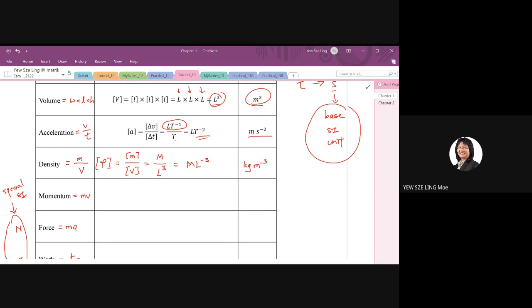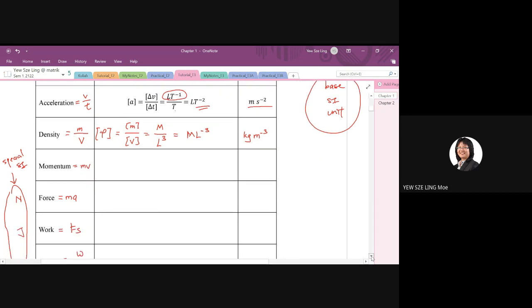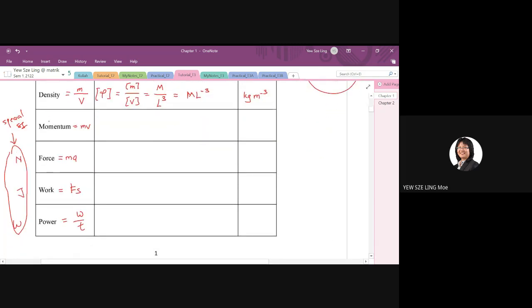Next, the second question, we have momentum. The symbol for momentum is p. So p equals mv. m again is mass, and v is velocity. Velocity, we've seen before, is LT^-1. So when you write it as a unit, it becomes kg m s^-1.